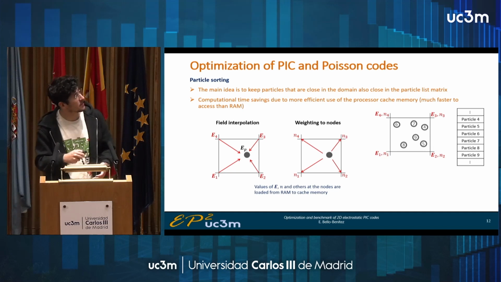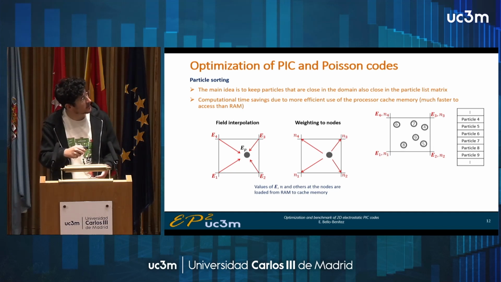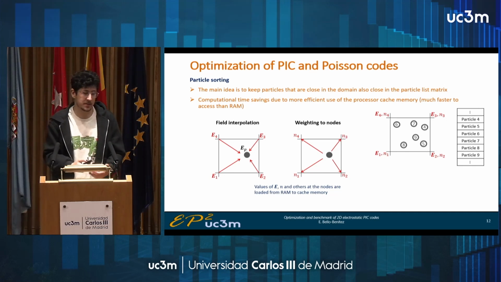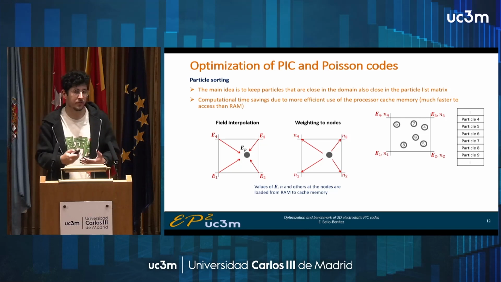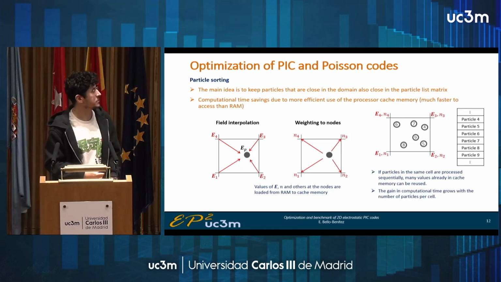And the idea is that if we have particles in the same cell adjacent also in the particle list, those values that are already stored in the cache memory can be reused and don't have to be loaded continuously into the cache memory, and this is giving us some time savings.